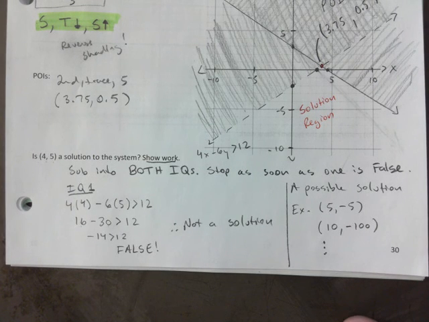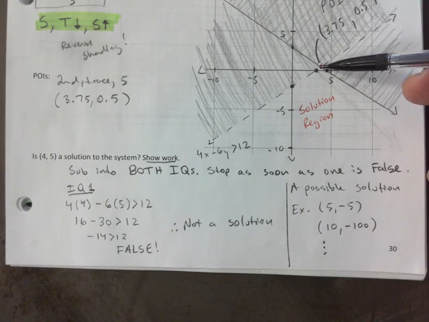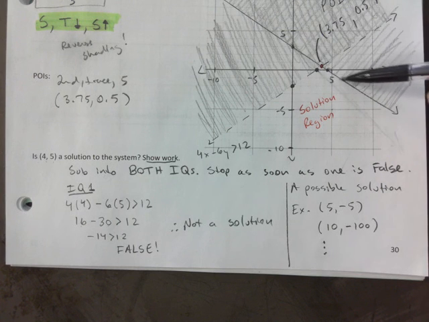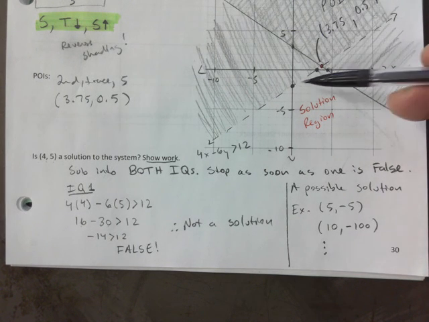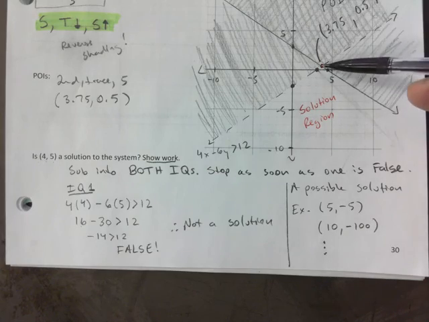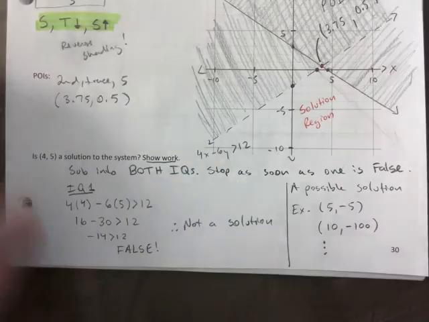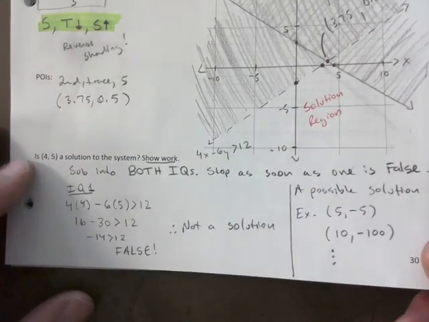Question is, would that point, the POI, actually be a solution to the system? Because it's on both lines, correct? It would be for this one because this is solid, but this one is dashed, so it wouldn't be. But it's still important for you to find that point. More about that later.